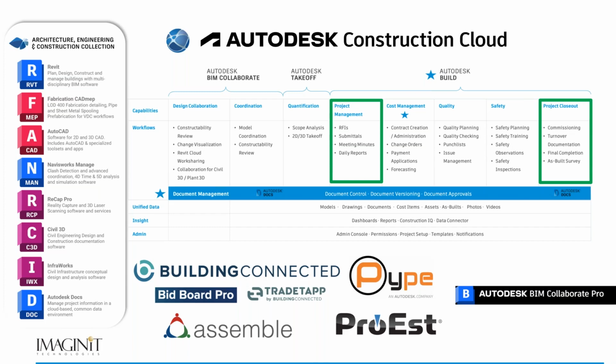One thing I like to point out here, and the reason that we highlighted project management and project closeout, is obviously those are the primary focuses of the operations bundle, but you do get access to Autodesk Build with the operations bundle. So even though we have the two boxes highlighted in green there, you do get cost management, the quality and safety features of Build as well, in addition to the document control and document management. So this is just a broad picture of all of the different offerings under the Autodesk Construction Cloud, but the primary focus here today for the operations bundle is really project management and project closeout.